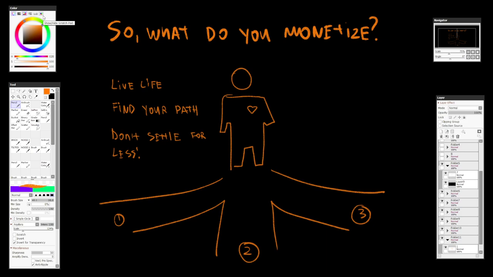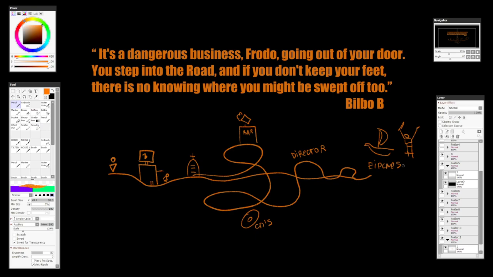To illustrate this point a little bit better, I'm gonna quote an amazing fictional person, Bilbo Baggins. It goes something like this: It's a dangerous business, Frodo, going out of your door. You step into the road, and if you don't keep your feet, there's no knowing where you might be swept off to. And I think that's a perfect metaphor of how your art career might go before you even monetize, or many years after you do.